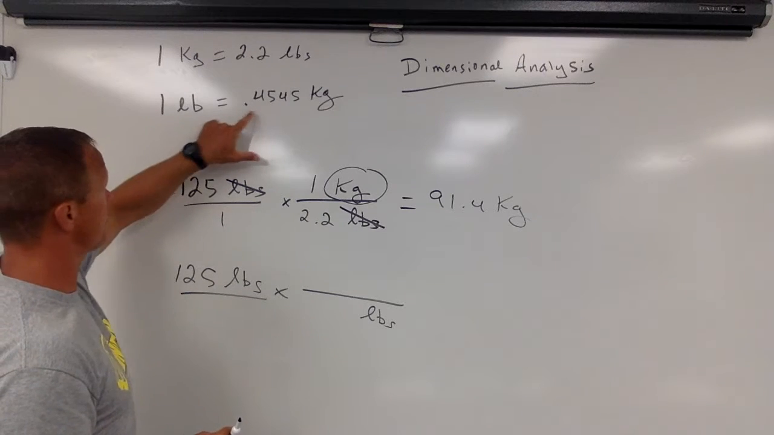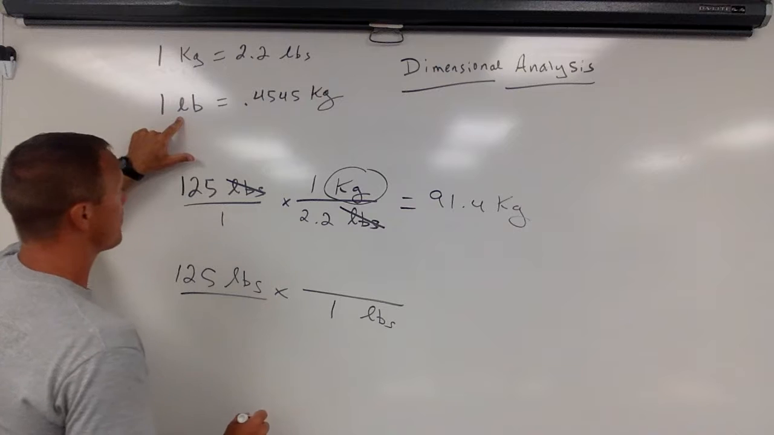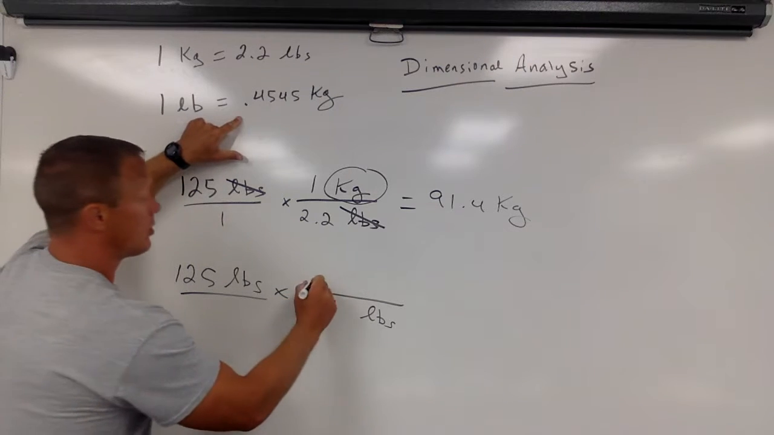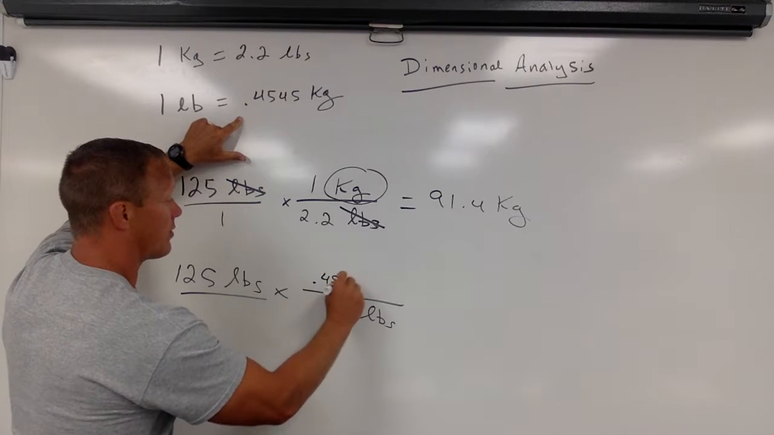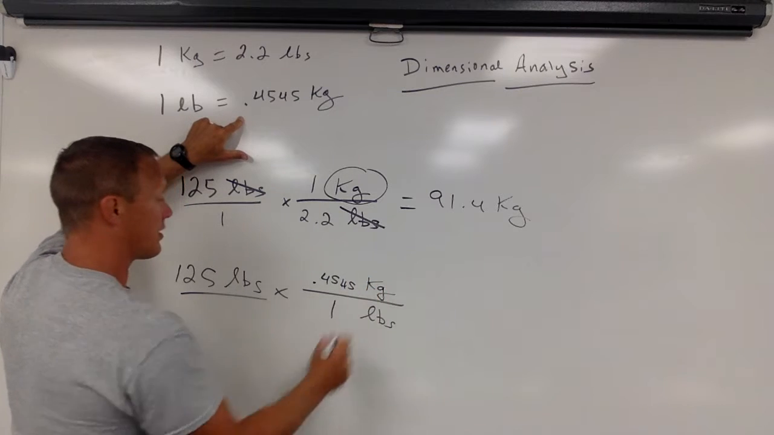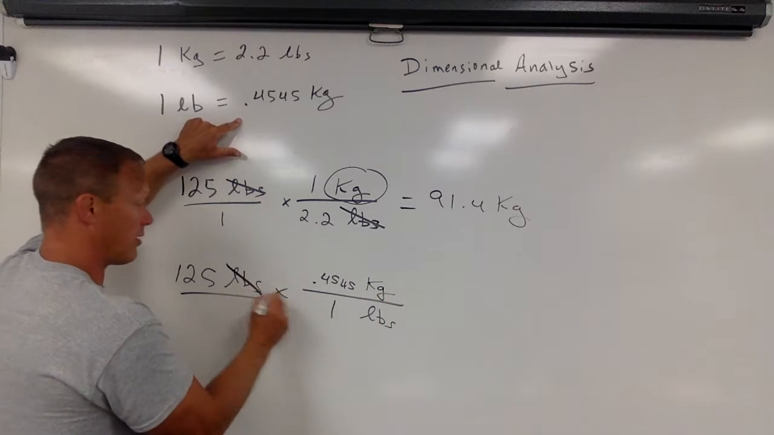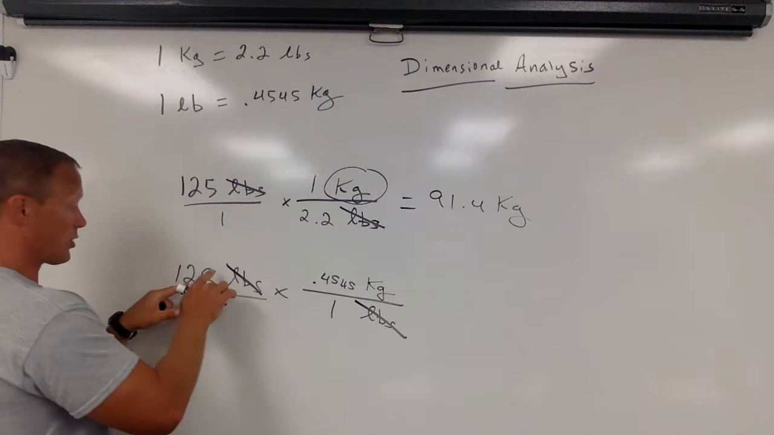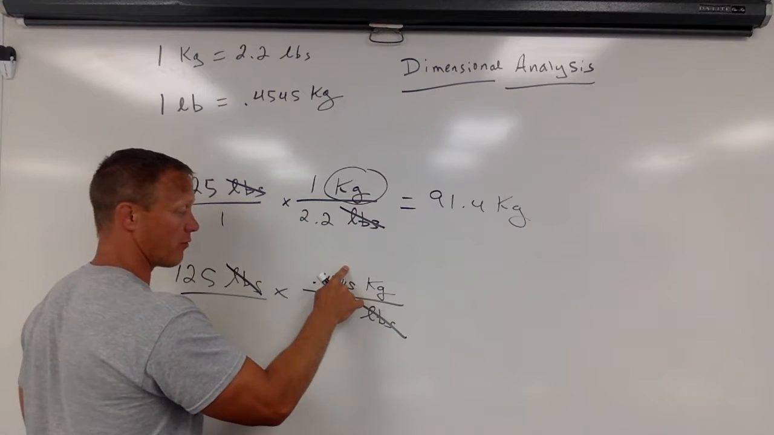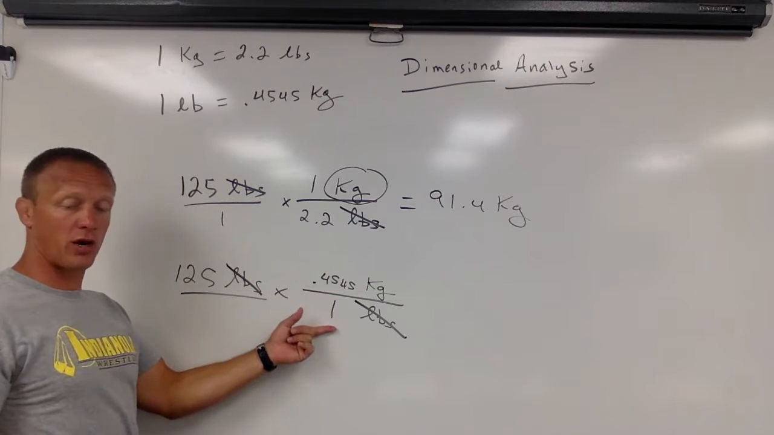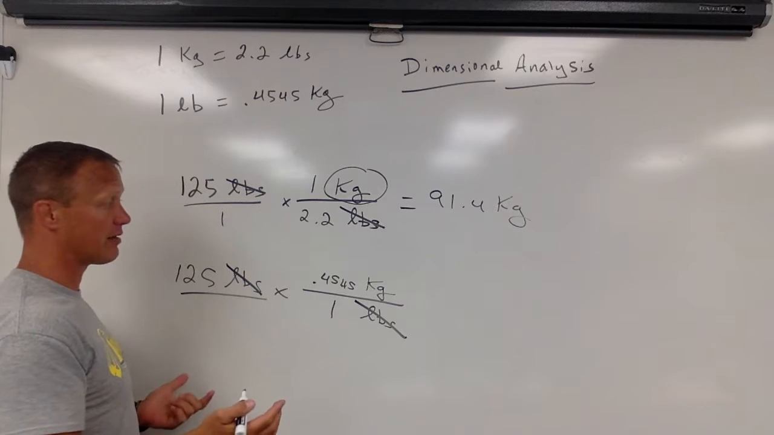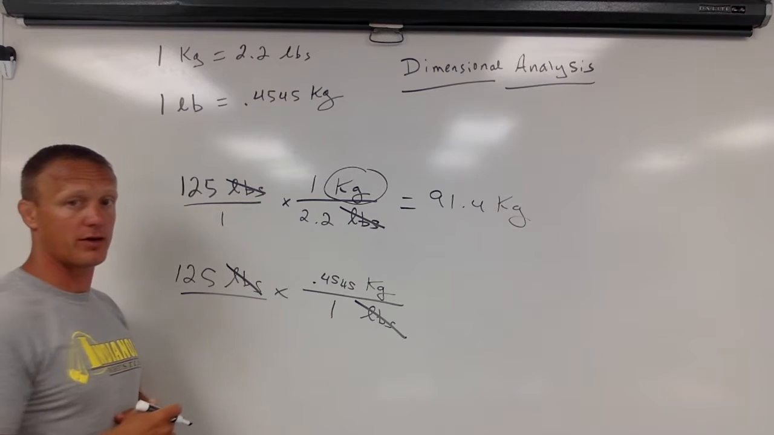So now I'm putting this conversion in. So 1 pound is equal to 0.45 kilograms. Pound cancels. I'm multiplying 125 times 0.45. It's just a 1 on the bottom, so I'm dividing by 1. And I should get the same answer approximately, about 91 kilograms.